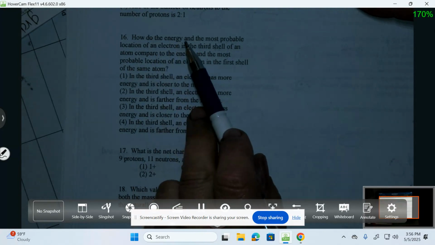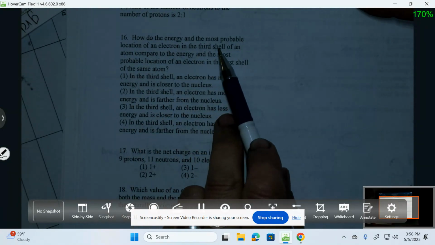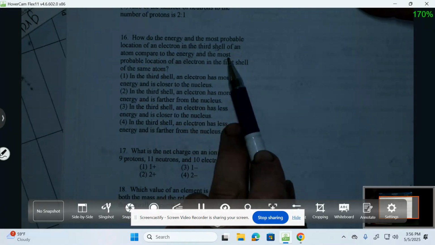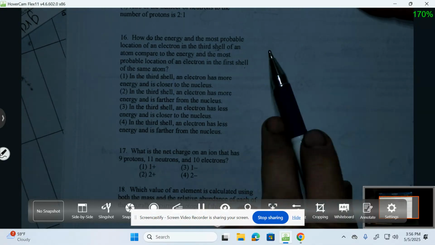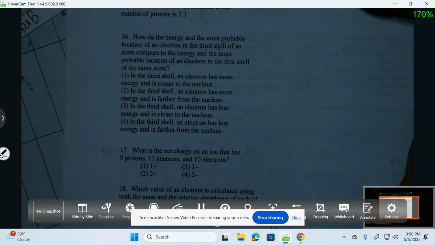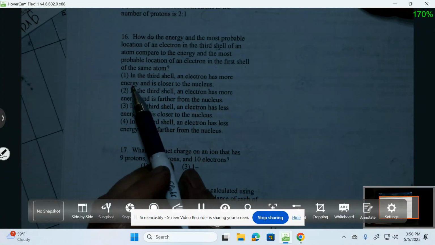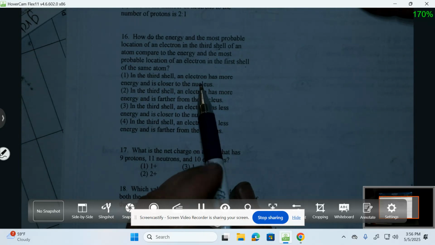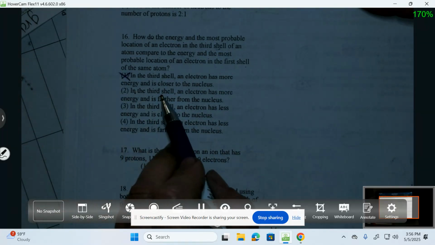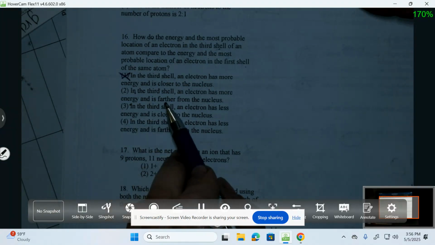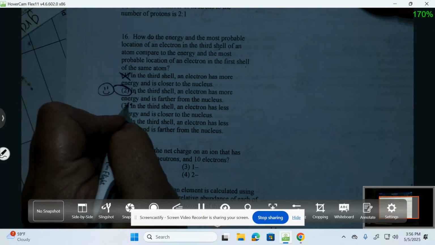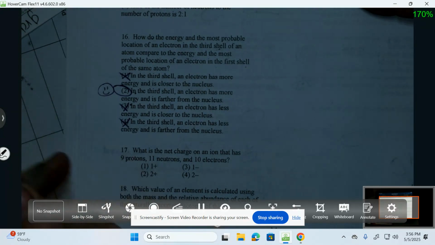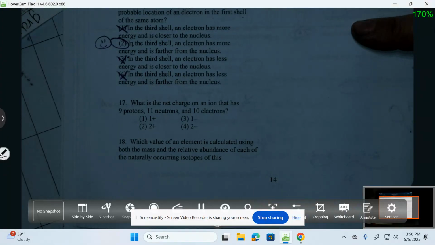16. How do the energy and the most probable location of an electron in the third shell compare to the energy and the most probable location of an electron in the first shell? Who has more energy, the third shell or the first shell? Third shell. In the third shell, an electron has more energy and is closer to the nucleus? No. Good job. In the third shell, an electron has more energy? Yes. Is farther away from the nucleus. I like that one. Let's give that one a smiley face. In the third shell, an electron has less energy? No. In a third shell, the electron has less energy. So I'm going with 2.